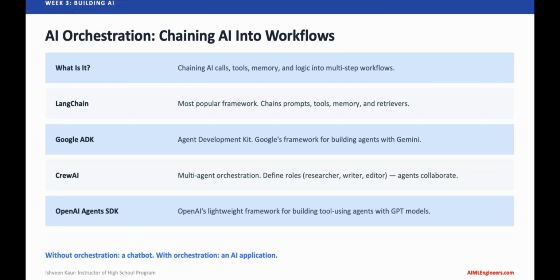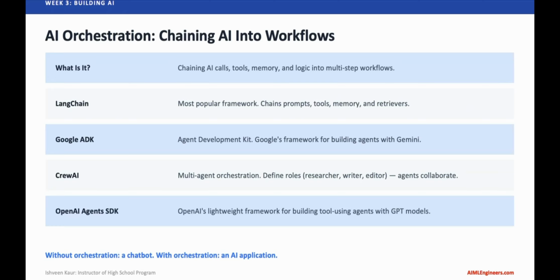There's also Google's ADK, or Agent Development Kit, and it's best for if you're using Gemini already as a model. If you're not, you'd probably use LangChain, but it's built specifically for Gemini. So if you're in Google's ecosystem, it's the best way to build agents with Gemini.